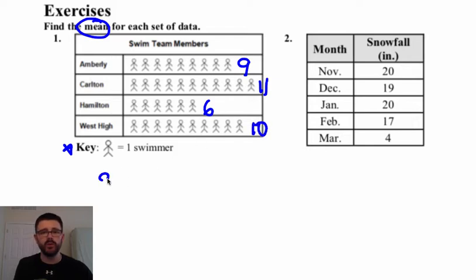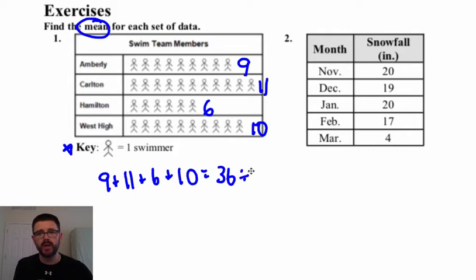So to find the mean, we're simply going to add them up. 9 plus 11 plus 6 plus 10. And that gives me a total of 36. There were 1, 2, 3, 4 numbers, so I'm going to divide by 4. And I get an average of 9 swimmers. Simply add up all your data, divide by the number of terms, and you get your average of 9.